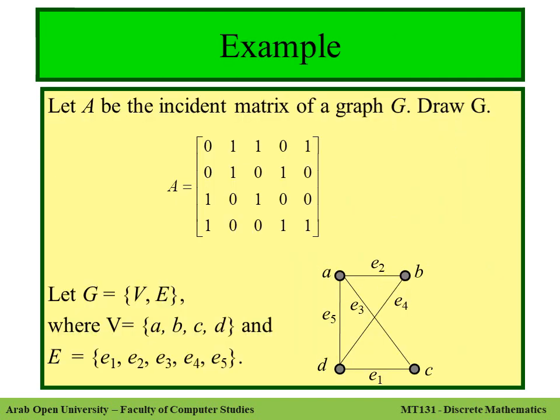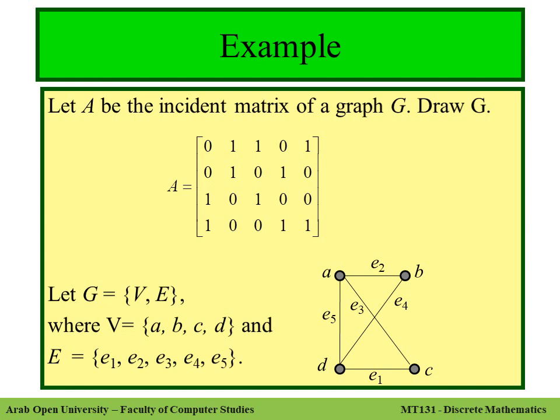Just like we did with the adjacency matrix, if you know the matrix, you can reconstruct the graph from the matrix. The same thing for incident matrices. If you have the incident matrix for a graph, you can reconstruct it. Of course, here is the graph, for example. Each column represents a different edge.